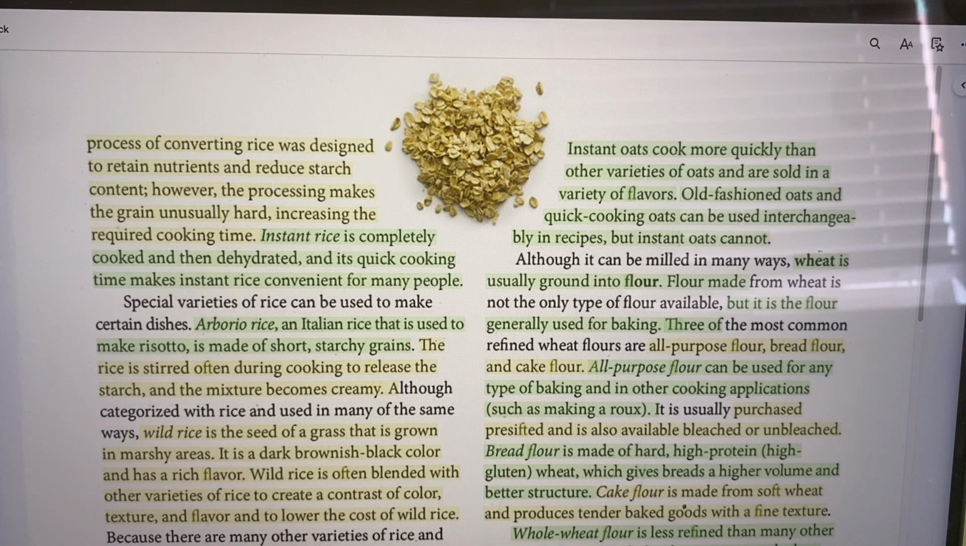Special varieties of rice can be used to make certain dishes. Okay, let's go over these special types of rice.